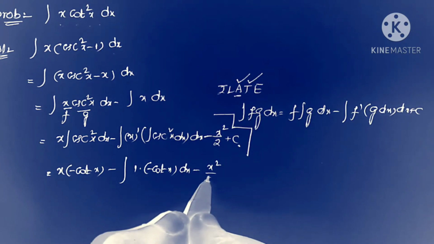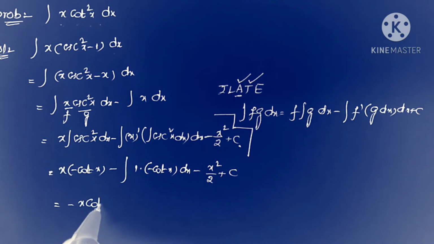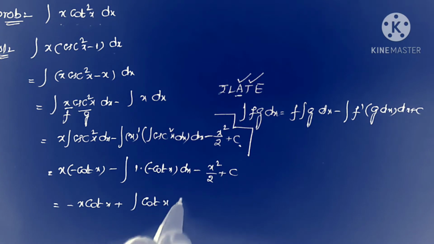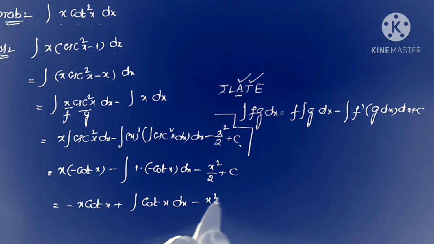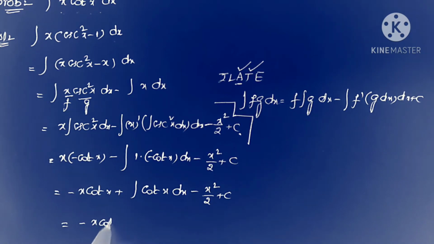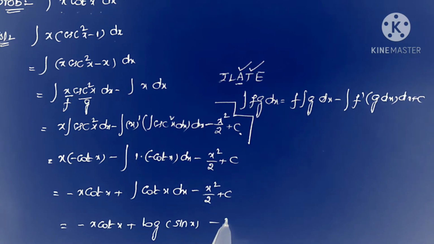minus x square by 2 plus c, and this is equals to minus x cot x minus of minus becomes plus integral cot x dx minus x square by 2 plus c. So this is equals to minus x cot x plus integral cot x, direct formula, log of sin x, minus x square by 2 plus c. That's all. This is the answer.